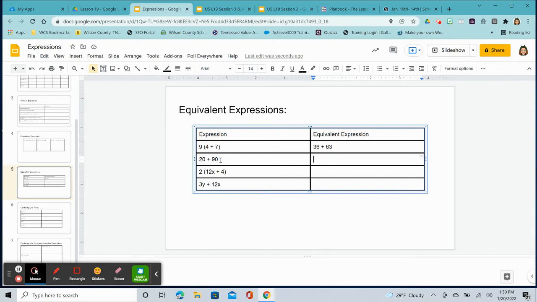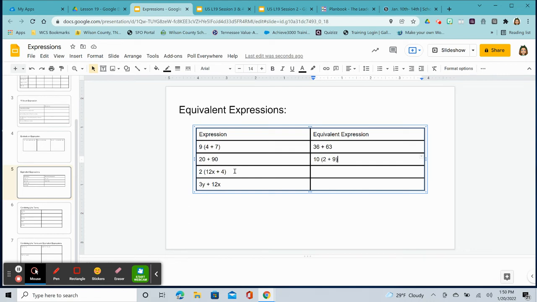These both contain zeros at the end, which means that 10 would be a common factor for those. Since 10 is a common factor, then we look at our numbers and we say, okay, 10 times what would be 20? Well, 10 times 2. And we say 10 times what would be 90? 10 times 9. Now we have created an expression that is equivalent to this first one. Then we have the same thing, but we've included a variable.